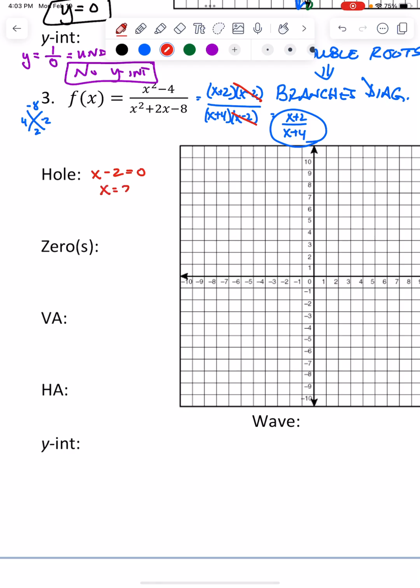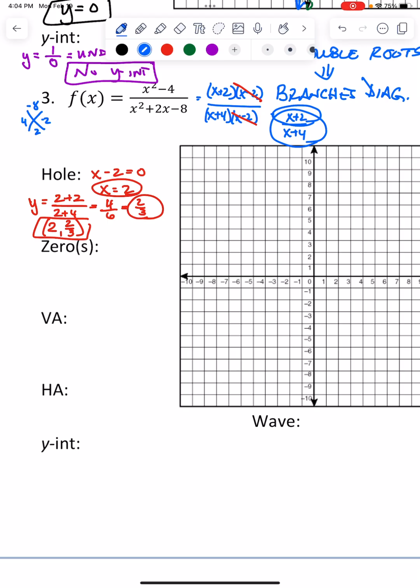So we set that equal to 0. All right, and then we plug that into what we have left. So we go 2 plus 2 over 2 plus 4 would be 4 over 6, which is 2/3. So our hole is at 2 comma 2/3. Okay, zeros come from the top.